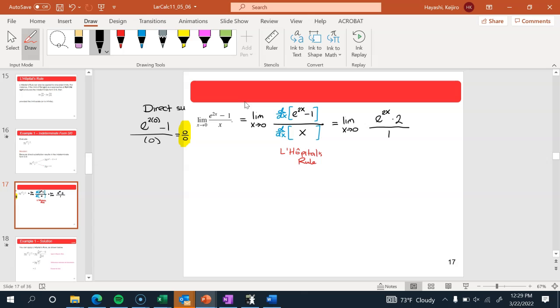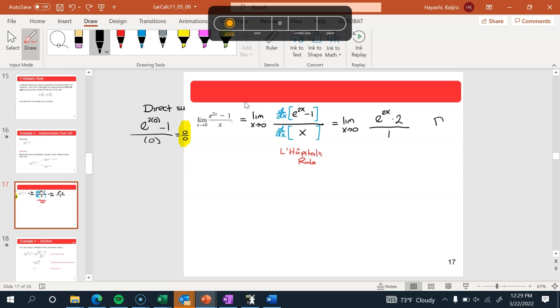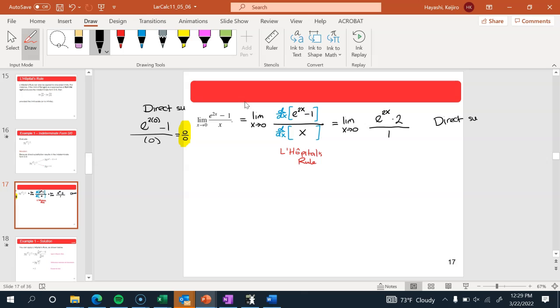So if you try direct substitution now, that'll be basically 2e to the 2 times 0 over 1. So that's 2. Which jives with the graph and with the table.